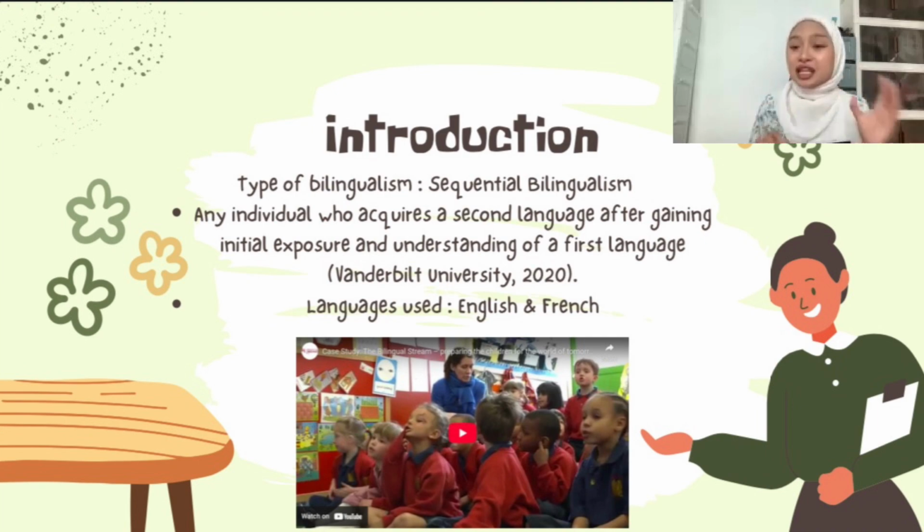So, sequential bilinguals and simultaneous bilinguals are two different types of bilinguals. Simultaneous bilinguals, they pick up two languages at the same time, while sequential bilinguals, they specifically pick up a second language after the age of 3. That is what makes these two bilinguals different.